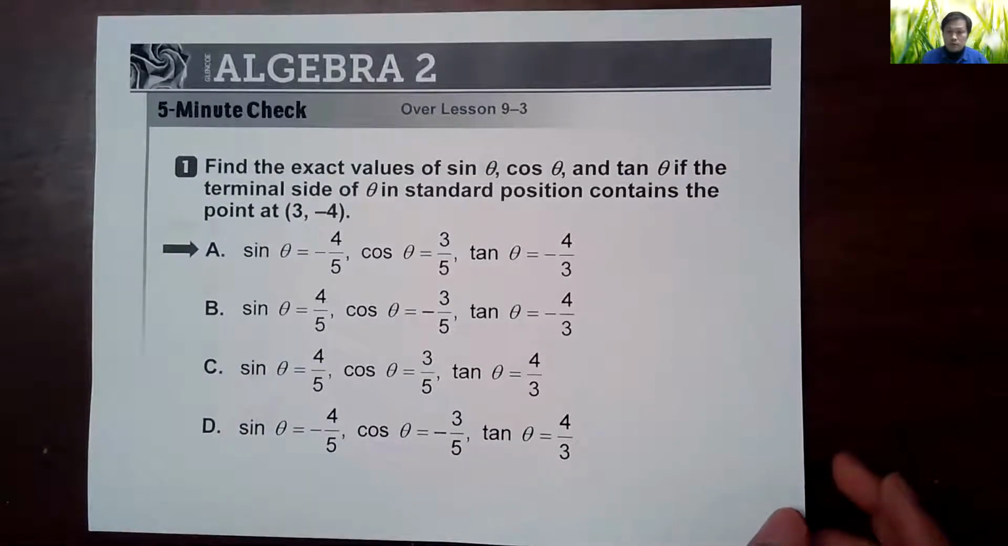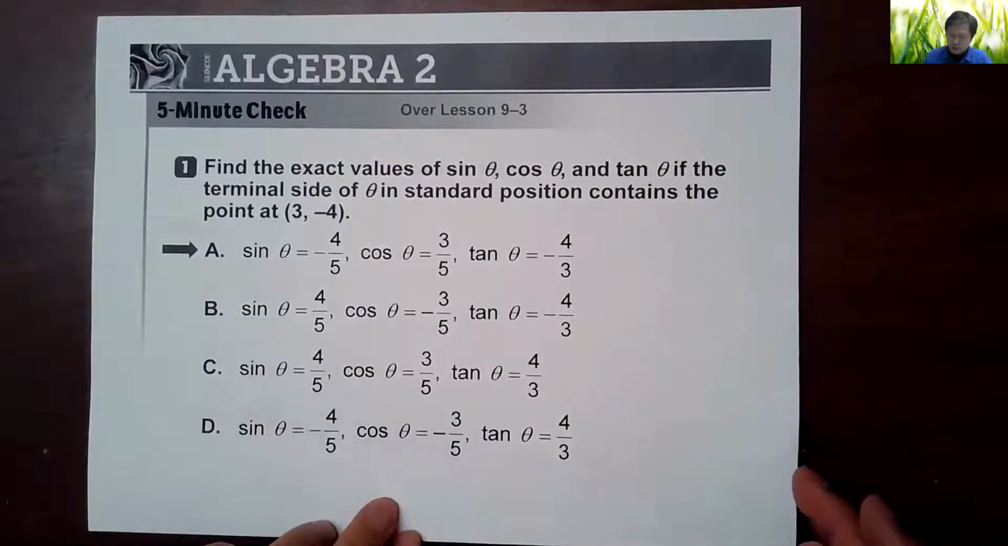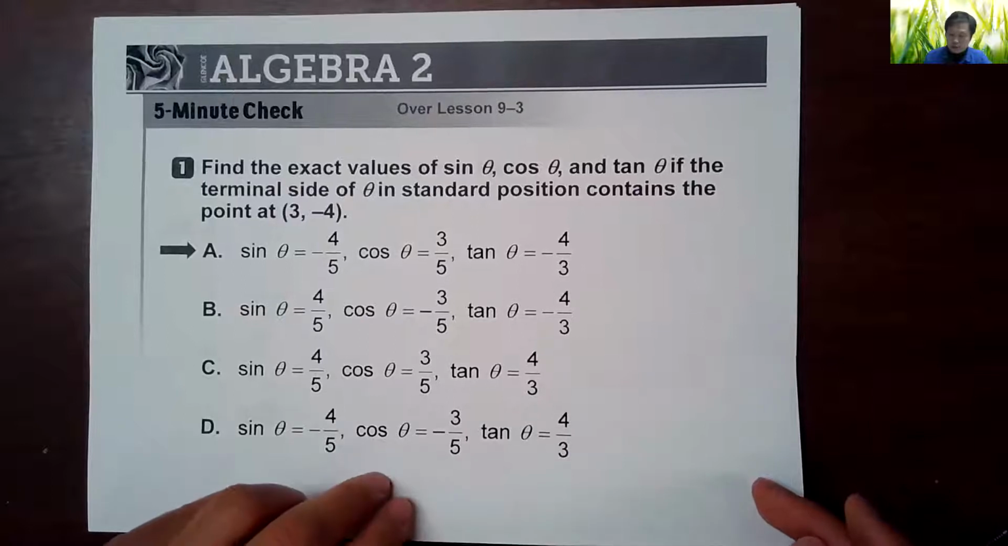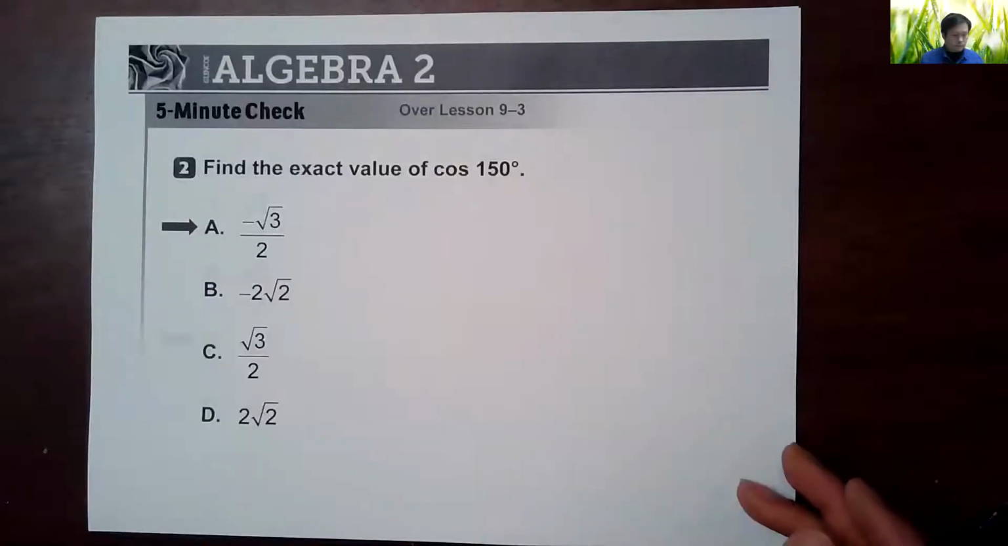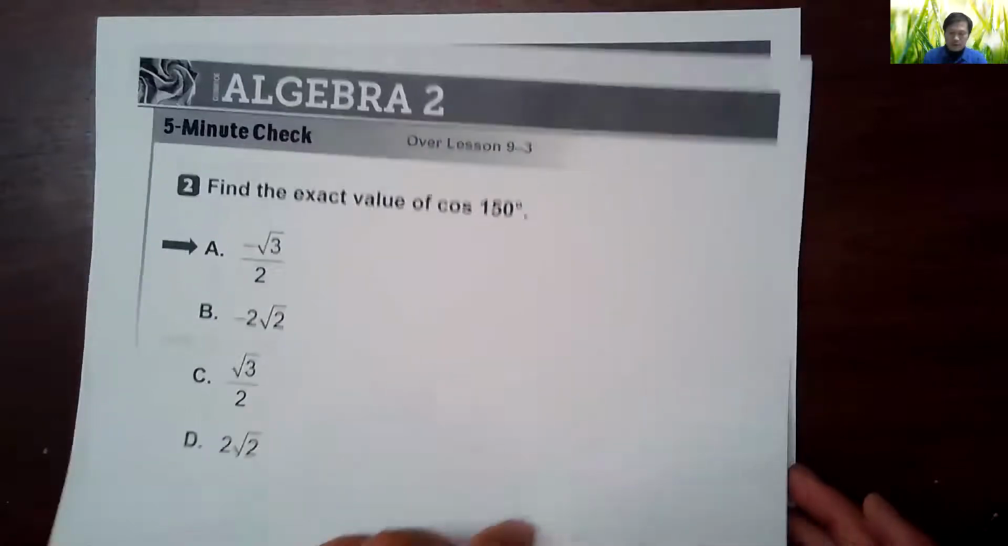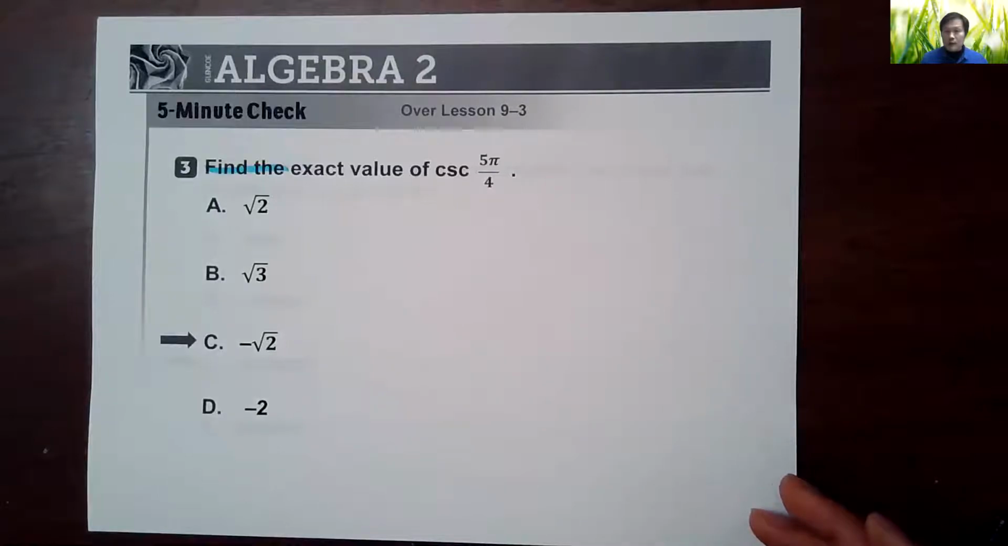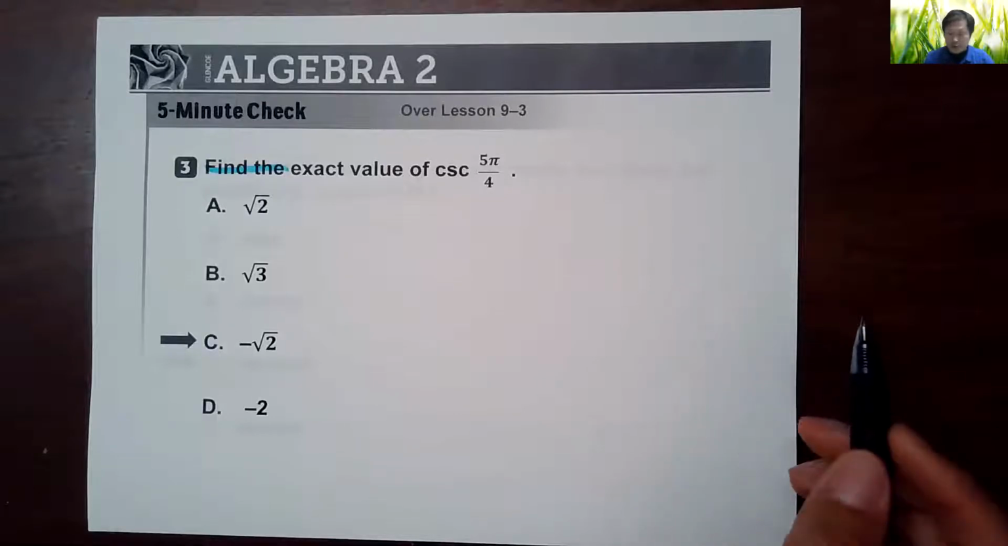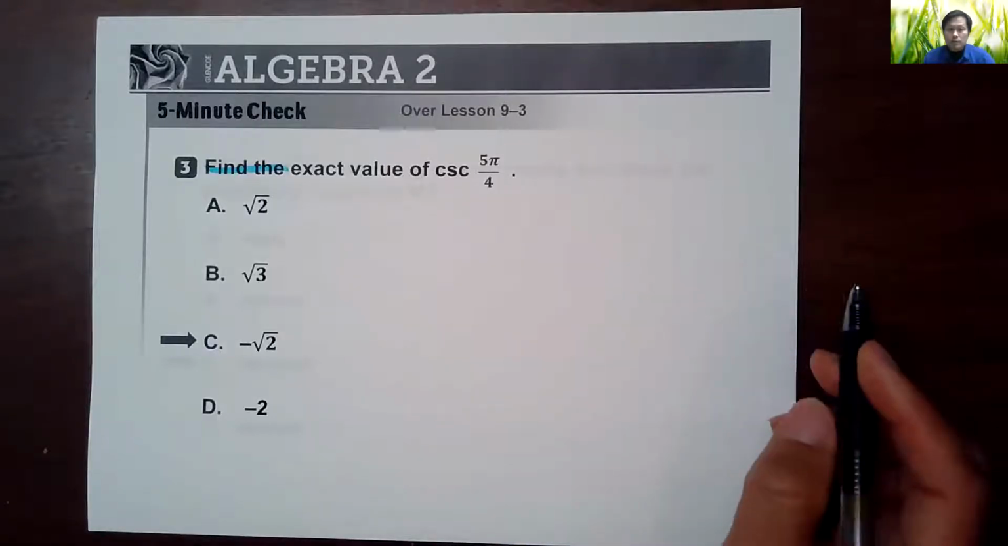Okay, this part is a review from previous lessons, so I need you to try. Also, this part is a review from previous lessons. This as well, but this one has a radian in it, so I will just go over and show you one more example.